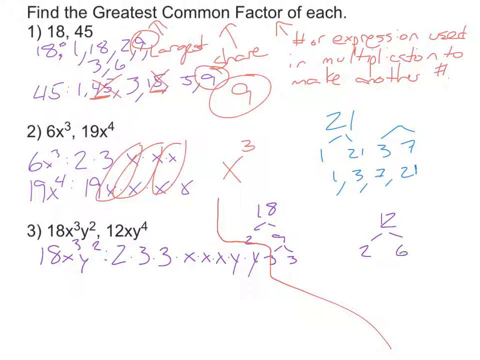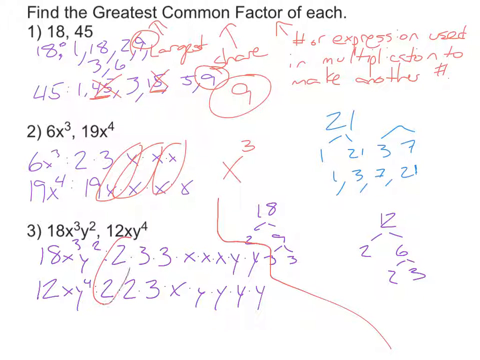12, I can take a 2 out, and 6 is not prime, so I can take another 2 out. And so we have our prime factorization there. 12xy to the 4th is 2 times 2 times 3 times x times y times y times y times y. So let's see what we have in common here. There's a pair of 2's we have in common, a pair of 3's we have in common, a pair of x's we have in common, a pair of y's there, and a pair of y's there.